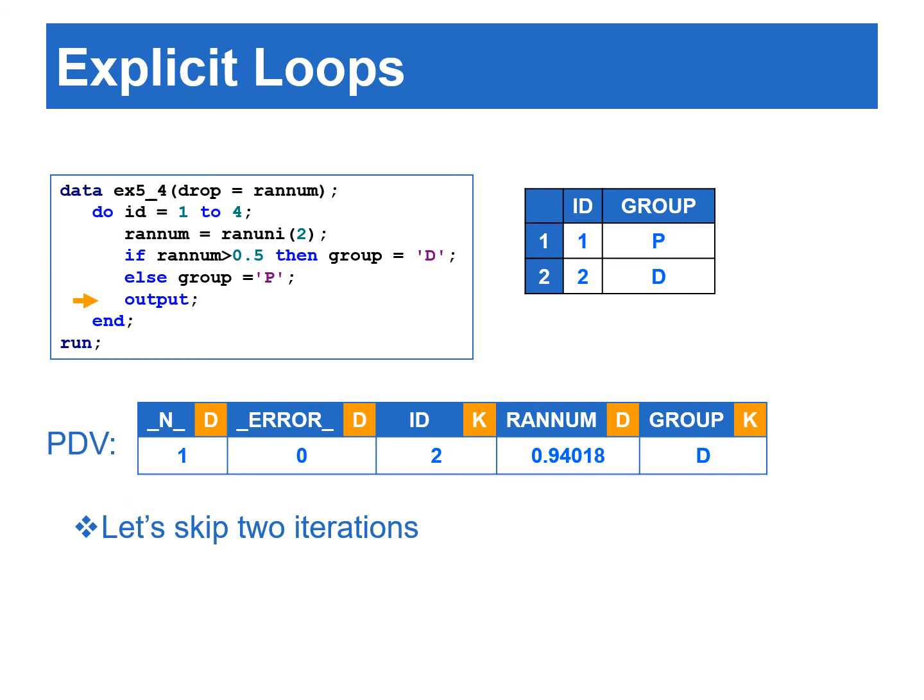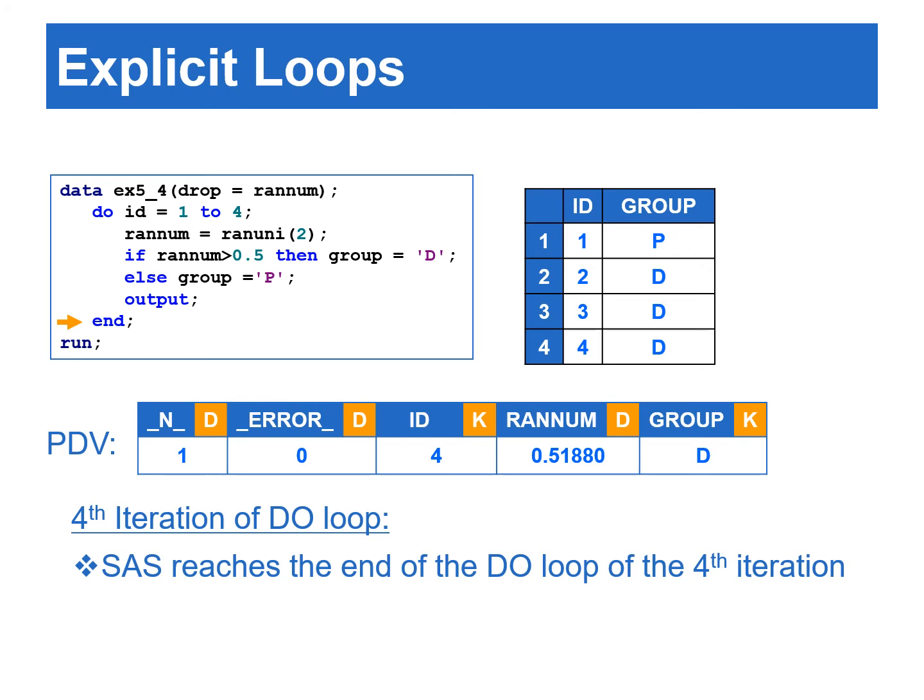Let's skip 2 iterations. Here's the content in the PDV at the end of the 4th iteration. We have 4 observations generated. SAS returns to the beginning of the loop to start the next iteration.